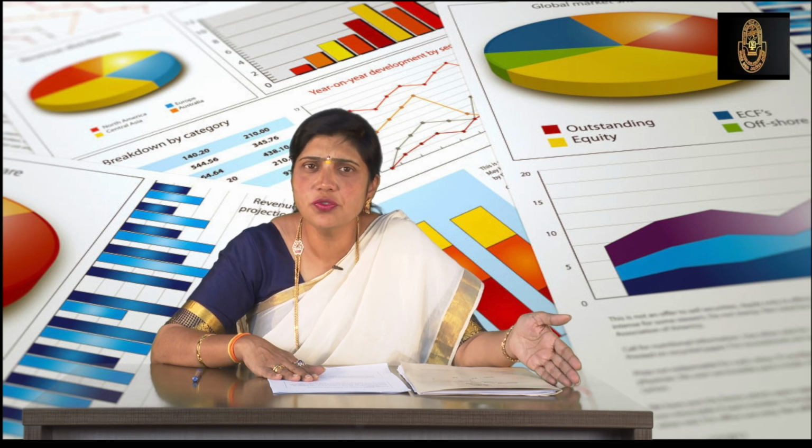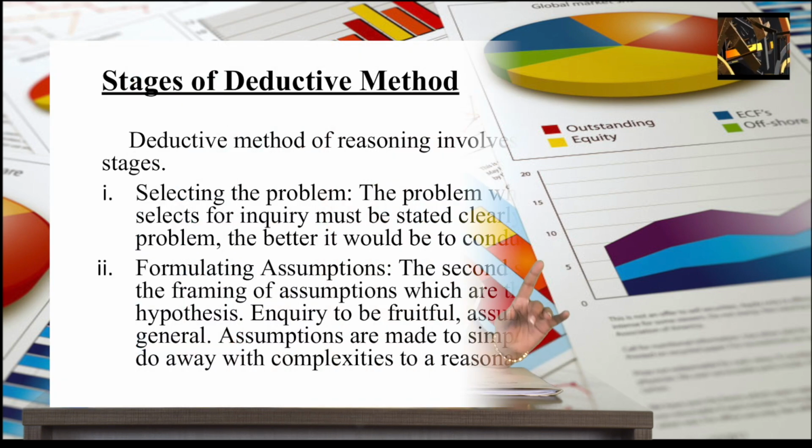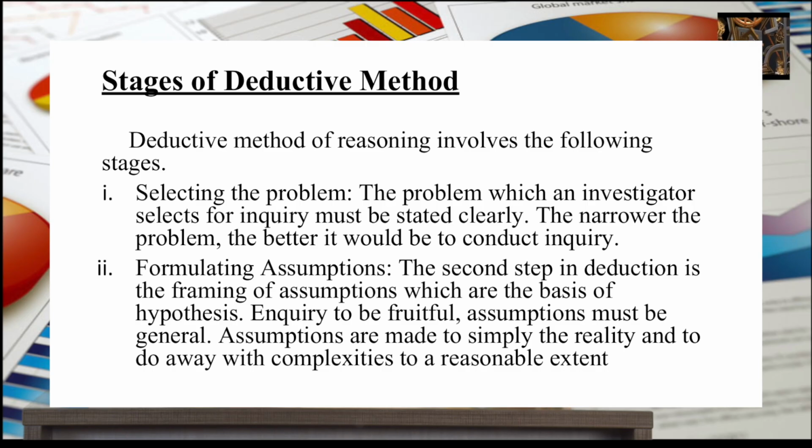The stages of deductive method. The first stage is selecting the problem. The problem which an investigator selects for inquiry must be stated clearly. Then what? The second one is formulating assumptions.